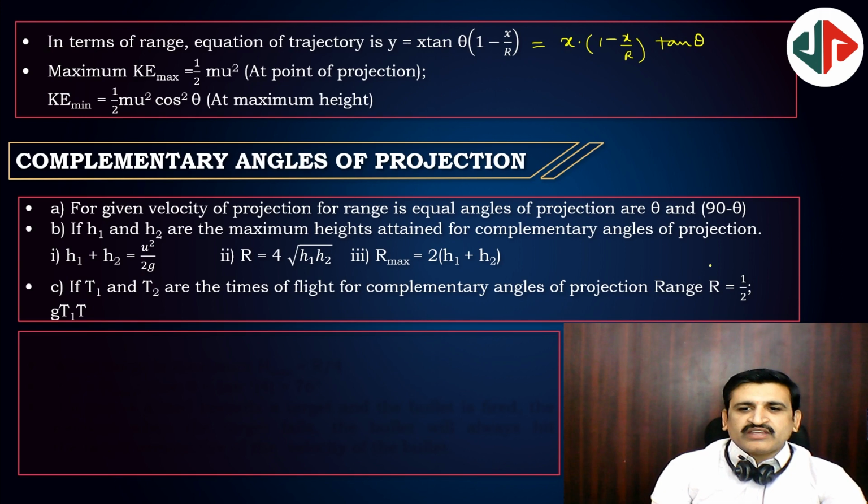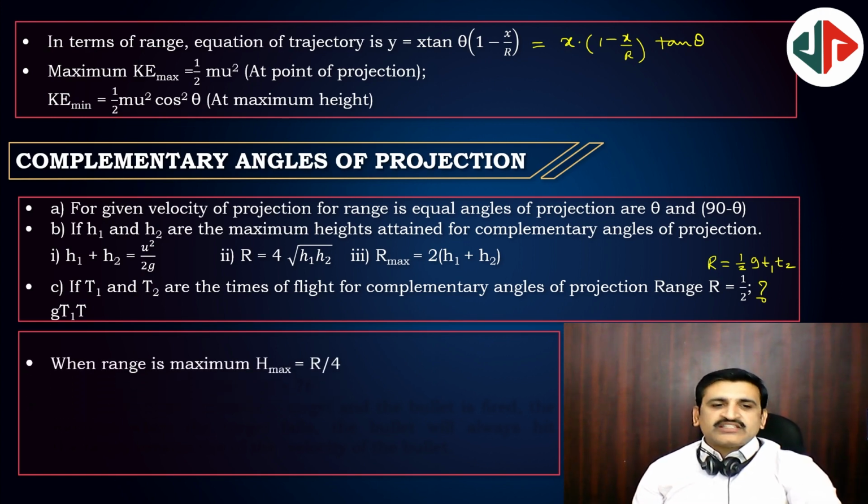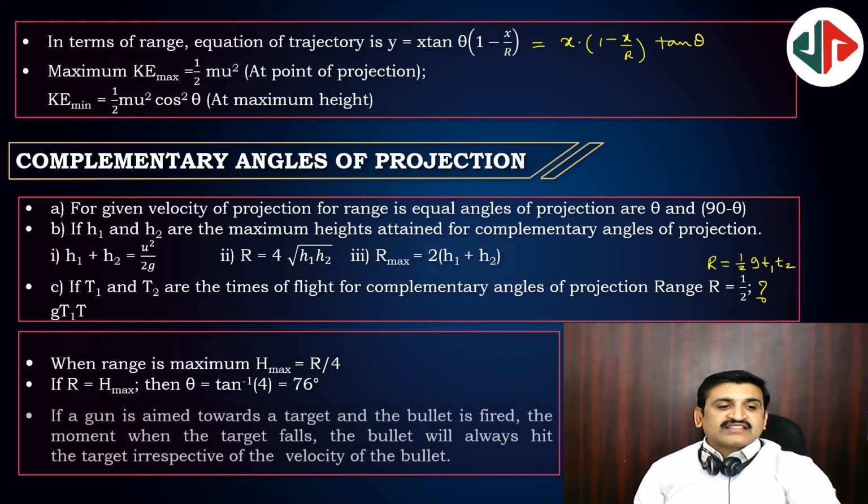Some colon came here, but no problem, you can understand. R is equal to half g t1 t2. So you can have it like this at this place. Next, when range is maximum, H maximum is equal to R by 4, because theta equals 45, tan theta value is 1. So H by R is equal to tan theta by 4. So H maximum is equal to R by 4. Next, R is equal to H maximum if theta equals, this is important, 76 degrees, then R is equal to H maximum.